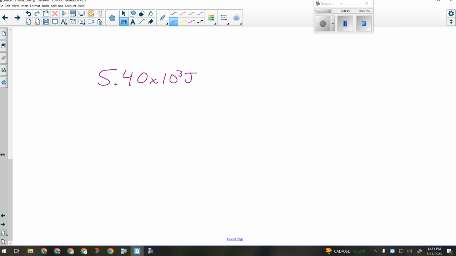1,000. So this number is actually 5,400 joules. Okay, this 3 is how many places I move the decimal to find out the real number. We use scientific notation a lot in physics because we deal with lots of really, really, really big numbers and lots of really, really, really small numbers. Like, you know, the mass of the Earth.